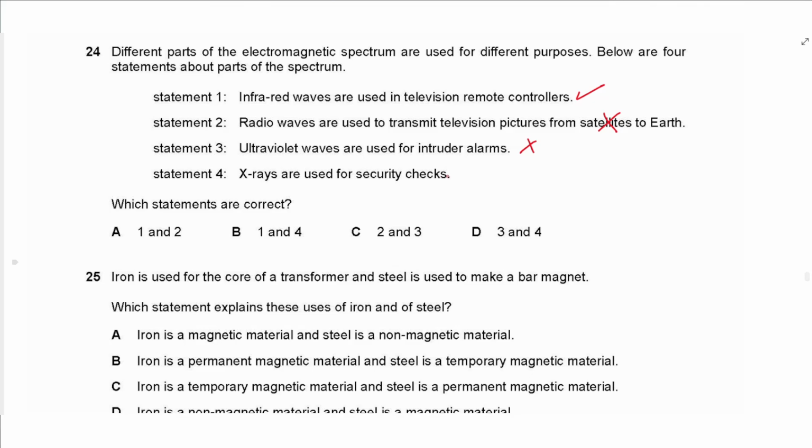X-rays are used for security checks, yes. So which statements are correct? That would be 1 and 4 only, so we choose B.